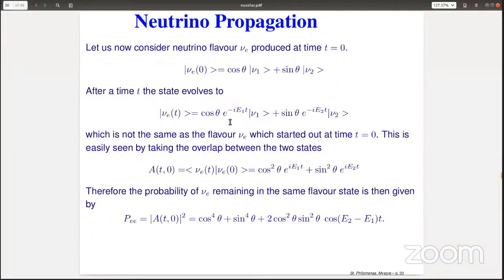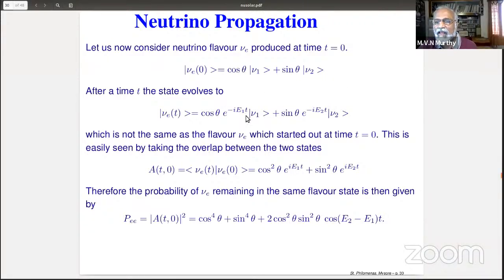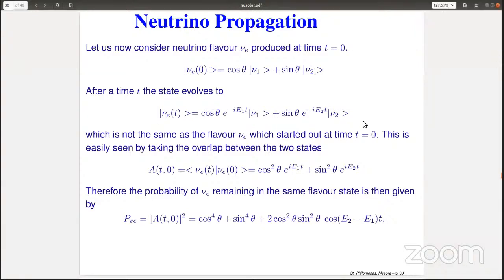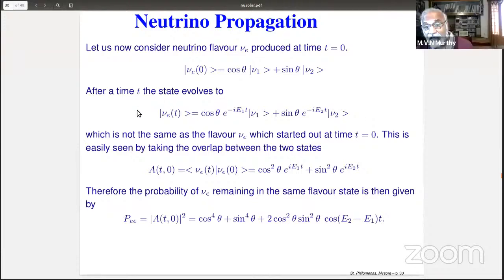So therefore, you get cos squared theta times e to the power i E1 t, because I have put it on the left hand side here, and sine squared theta times the phase e to the power i E2 t, the conjugate of the phase that you see here. So this is the amplitude of the transition from the original electron neutrino to the flavor state after time t. Now this is not the electron neutrino. It has already changed its phase. It started as electron neutrino, but this is different from this. And that difference, that information, is contained in this amplitude.